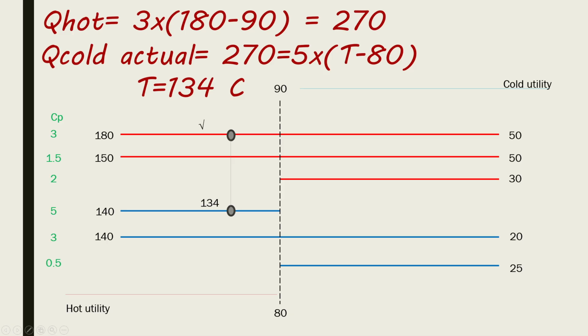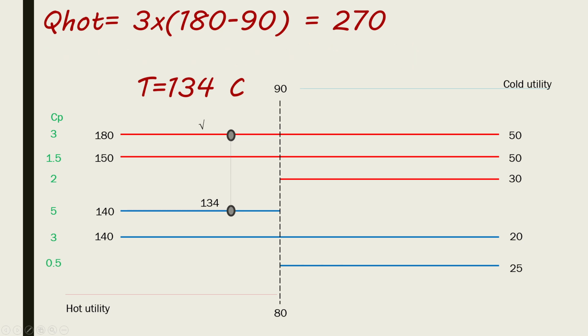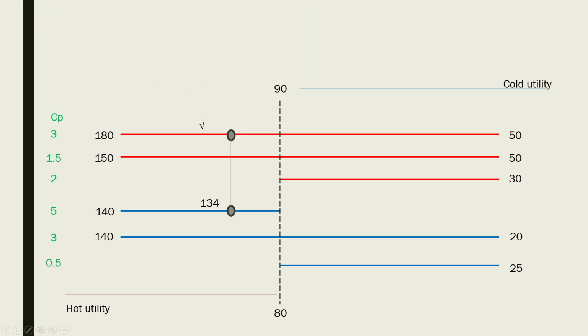So the cold stream is going to be heated from 90 to 134, not up to 140. Now we have to choose another heat exchanger. But before proceeding, you need to make sure that the inlet temperature and the outlet temperatures have a delta T exceeding the delta T minimum.